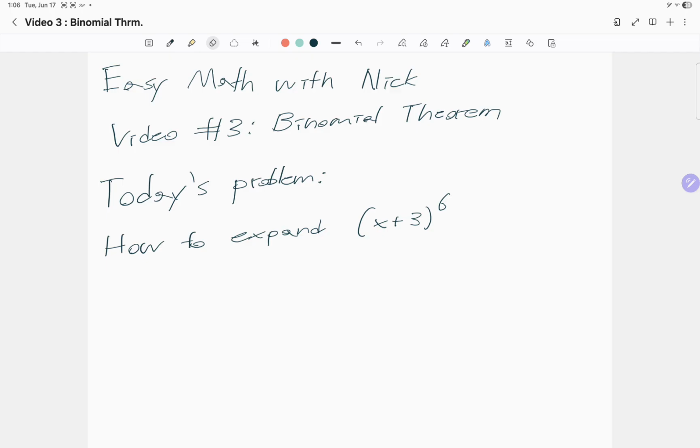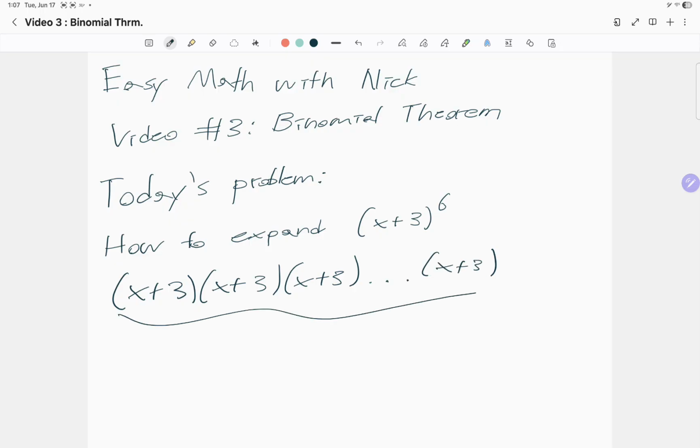So, our question today is how to expand (x + 3)^6. Just looking at this, you might have the urge to FOIL this out by having (x + 3) times (x + 3) times (x + 3) and so on, a total of 6 times. I'm not going to write that all out, but that would take forever to FOIL out, and I don't think anybody actually wants to do that. There's a better way. So today we're going to learn that better way, which is the binomial theorem.